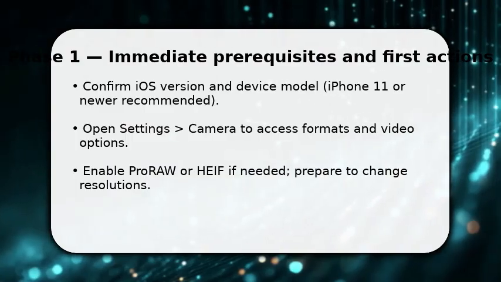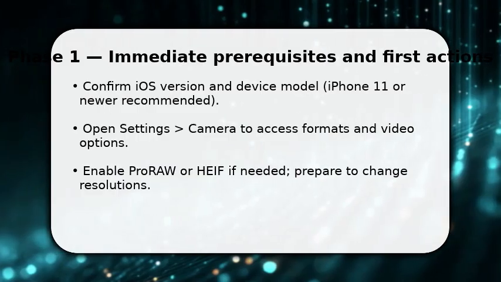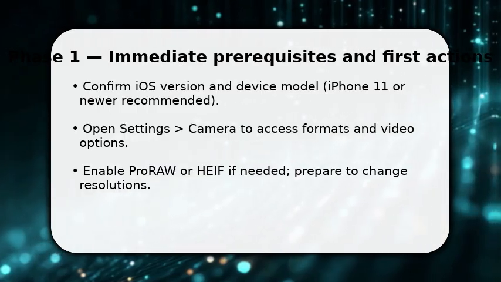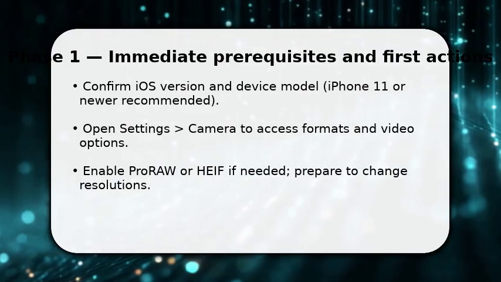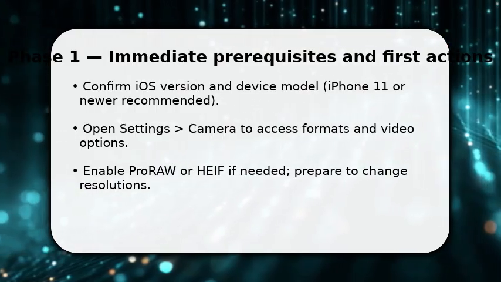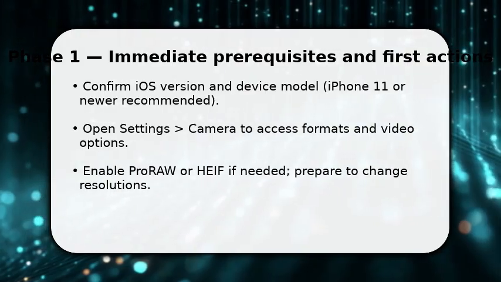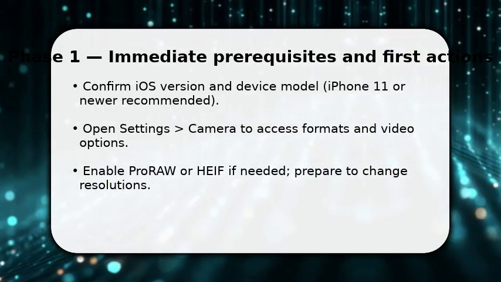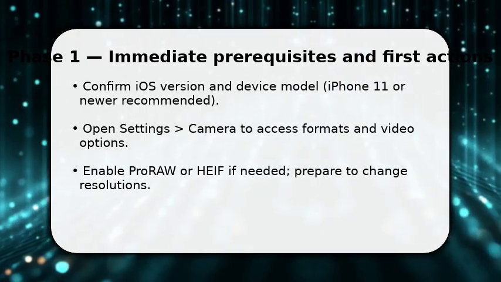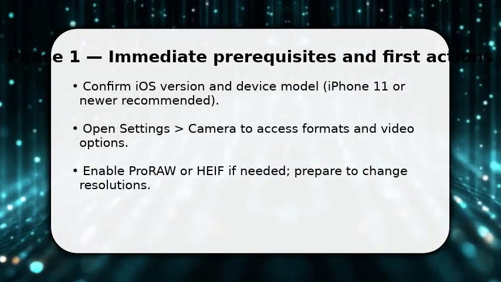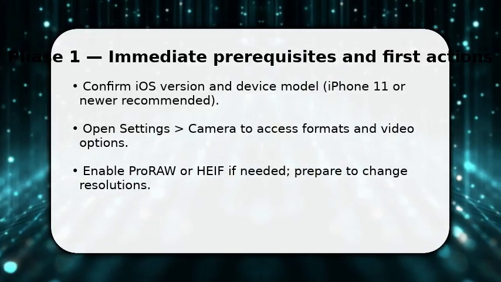You begin by verifying your iPhone and iOS are up to date so the available resolution options match. This matters for formats and frame rates. Once confirmed, open Settings, tap Camera, and go to Formats and Record Video. You do this now because resolutions are set at the system level, not inside the camera app. Make sure storage is adequate because higher resolutions use more space.